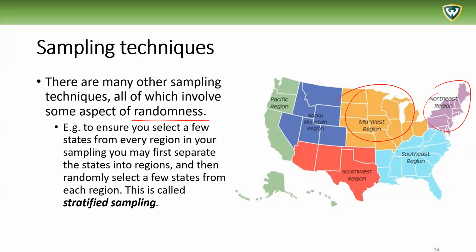distribution of states across all of the regions, what you may do is something called stratified sampling. So to ensure you select a few states from every region in your sampling, you may first separate the states into regions. So maybe you separate them into different hats. Let's say I need at least 4 regions, so you have 4 hats. Only the states in this region go in here, only the states in this region go in here, and you take a few, 3 or 4 from each region and so on. And you ensure that you're getting at least a few from every region.